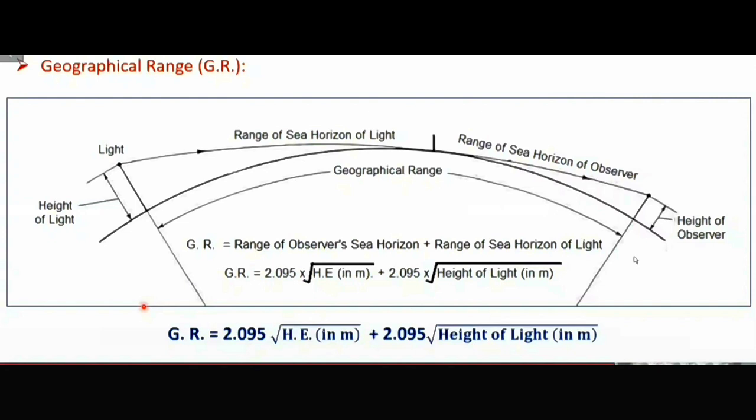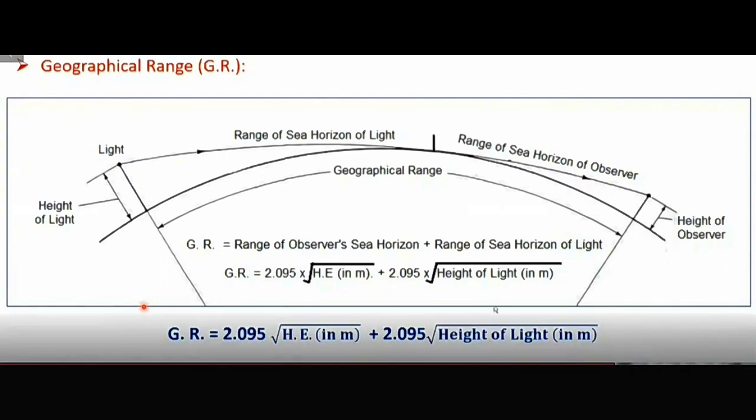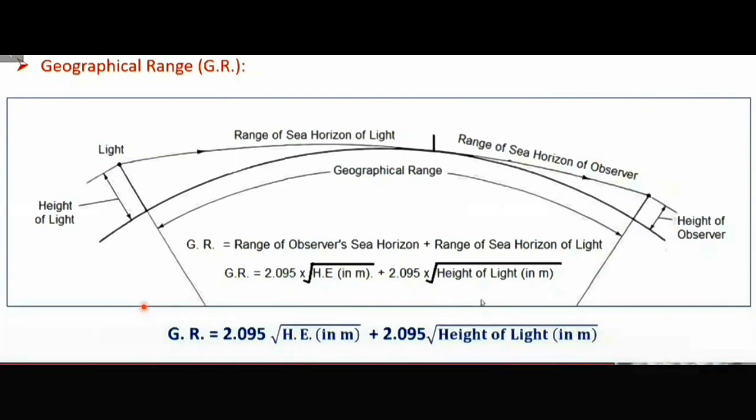The range of sea horizon of observer, this will be affected by the tides. So while applying, we will be using it. I didn't get you, beta. Sir, the range of sea horizon of observer, this will be affected by the tide height, right, sir? Okay. Tides will affect this, but this range of sea horizon of light is already as per the mean high water spring. So while using our height, we will always apply the tide correction if given.